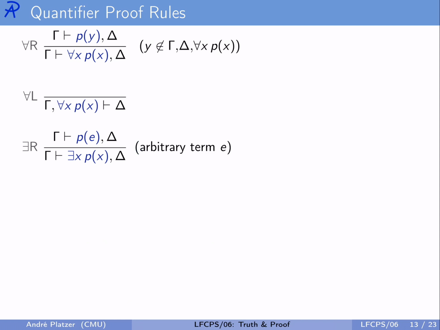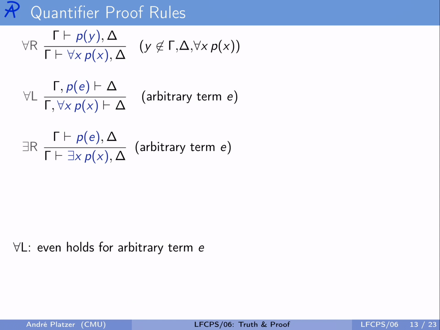How do we now work with a universal quantifier in our assumptions with the for all left proof rule? Well, if somebody tells you among your assumptions you get to assume p of x for all x's, then I guess it's okay to also assume it for a very particular term e, because after all, if we assume that p of x is true for all x's, then it should definitely be true for the term e as well, that we made up arbitrary. In other words, assumptions for all variable values also imply that we can assume them for one arbitrary one that we made up.